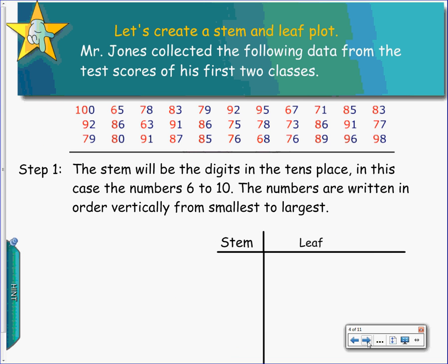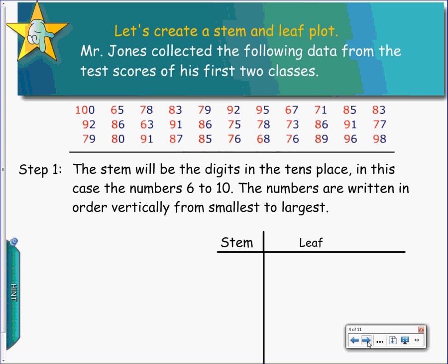All right. Then we went into step-by-step creating a stem and leaf plot. They had this in a packet in front of them, so they were working on it as I was doing it on the smartboard. This question says, Mr. Jones collected the following data from the test scores of his first two classes. So step number 1, the stems will be the digits in the tens place. In this case, the numbers 6 to 10.